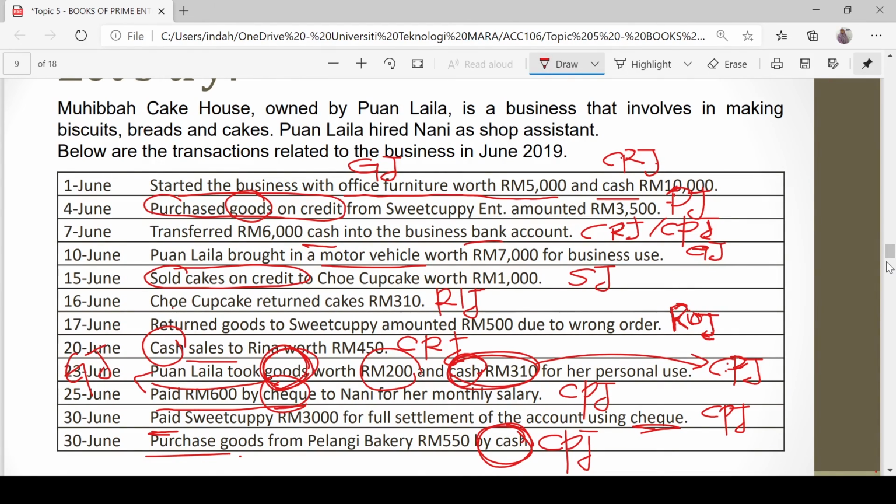Puan Laila took goods. This is not a purchase of goods, so it cannot go to the purchase journal. No transaction is involved here for purchase of goods. For took goods, general journal. But the amount of cash taken by Puan Laila, 310, will be recorded in the cash payment journal. Paid 600 by check to Nani for her monthly salary. Paid, so cash payment journal. Paid Sweet Cupcake again by check, cash payment journal. Purchase goods by cash, you purchase something so you make payment, cash payment journal. Now let's journalize the transactions in their appropriate journals.